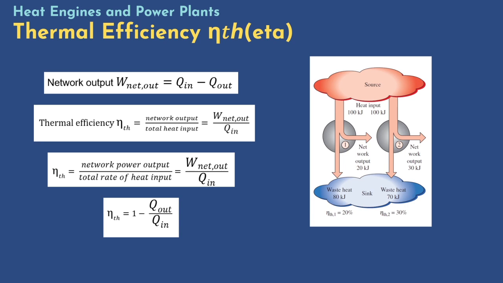Thermal efficiency and net work output. W net out is equal to Q in minus Q out. Thermal efficiency η is equal to net work output over total heat input, which is equal to W net out over Q in.